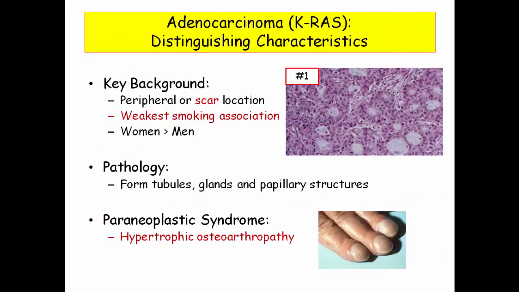Let's move on to adenocarcinoma. Note in the title the presence of the KRAS mutation. That's an activating mutation involved in the regulation of cell division. As for the key background, let me remind you this is the most common primary tumor of the lung, excluding metastatic disease. But here comes the big stuff. Peripheral location doesn't excite me, but association with scar is key and a great source of tomfoolery for the NBME.